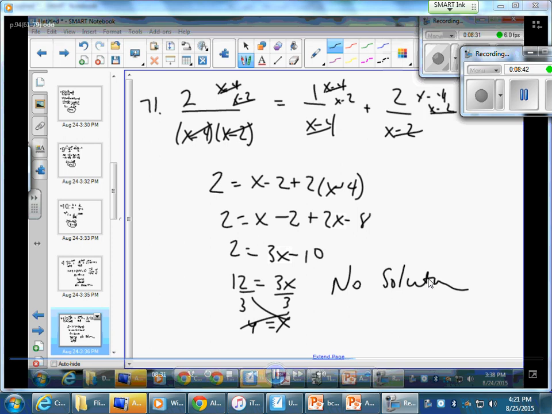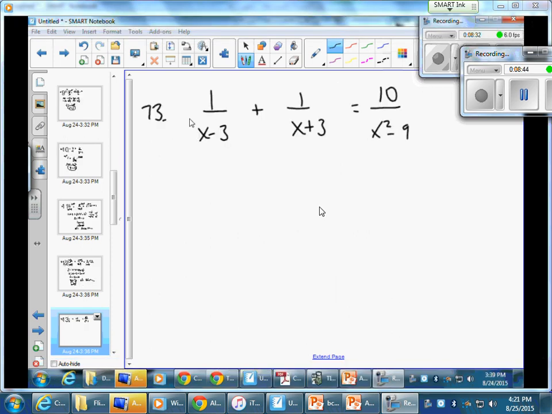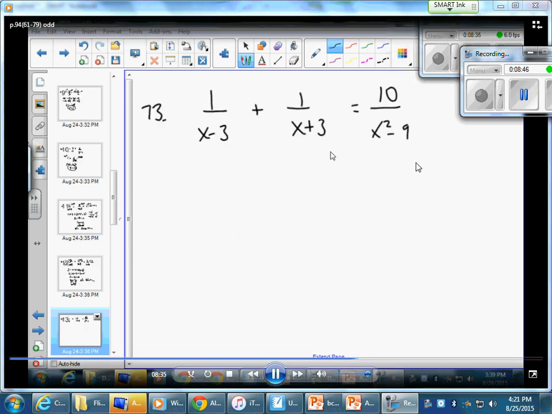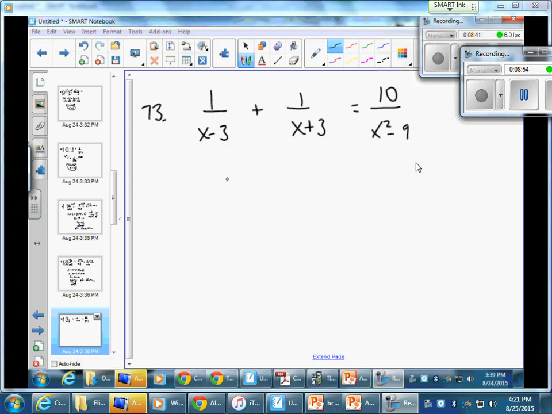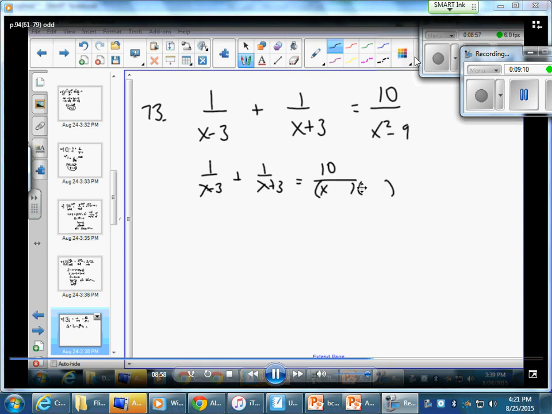Alright, problem 73, moving right along. 1 over x minus 3 plus 1 over x plus 3 equals 10 over x squared minus 9. What I've got to do here is factor x squared minus 9. So I'm going to rewrite this: 1 over x minus 3, 1 over x plus 3, 10 over, and then instead of x squared minus 9, I factor it. It's a difference of squares, so x plus 3 and x minus 3. And that's how it factors.